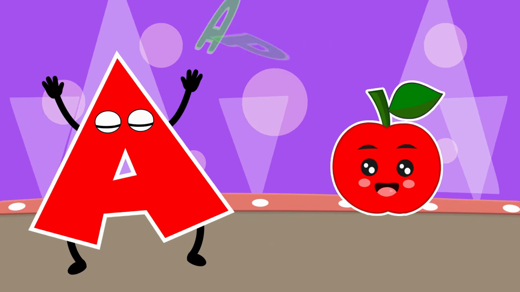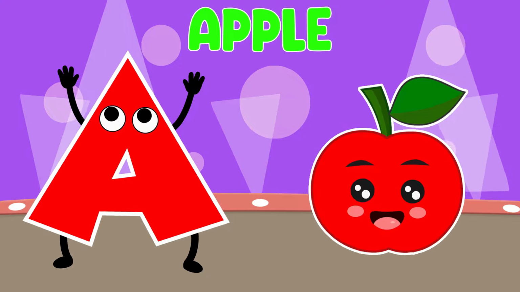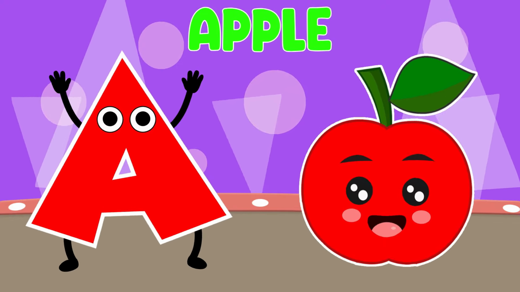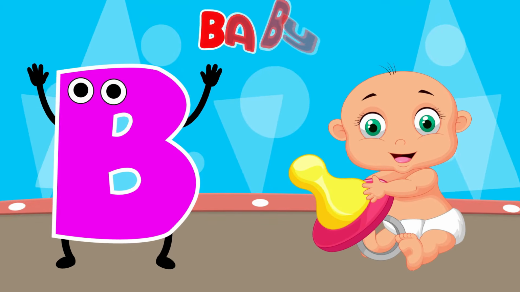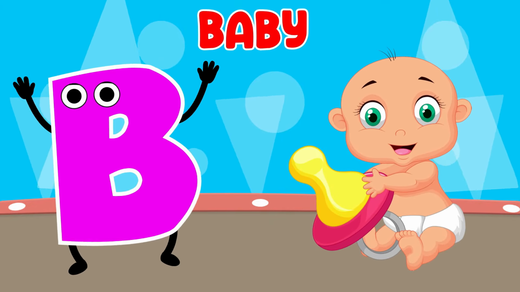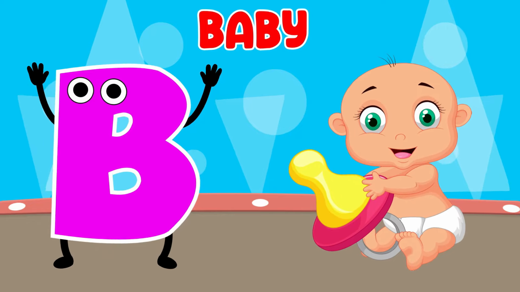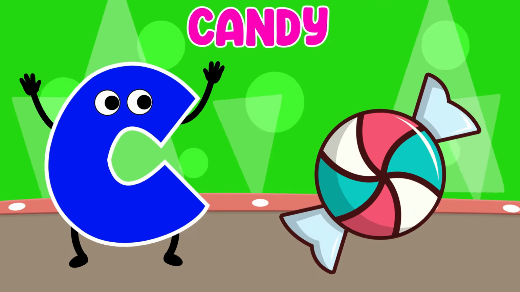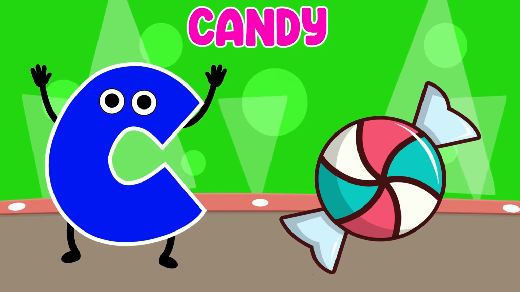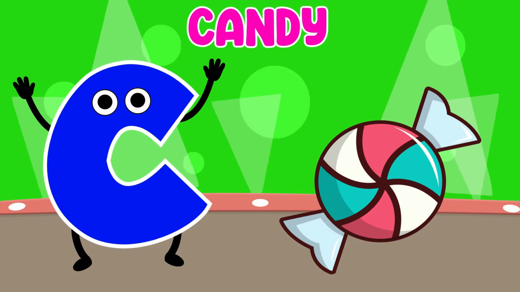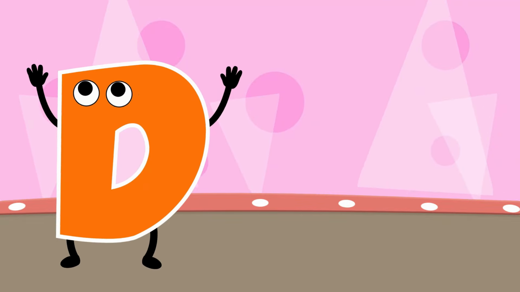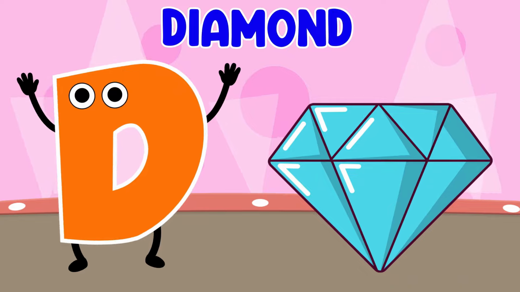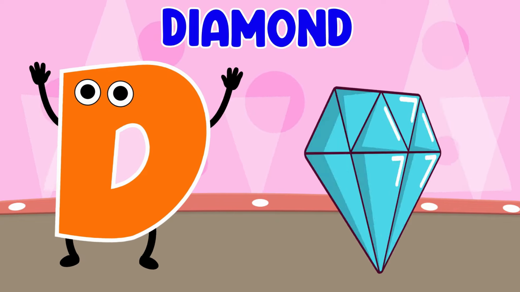A is for apple. A, a, apple. A, apple. B is for baby. B, b, baby. B, baby. C is for candy. C, c, candy. C, candy. D is for diamond. D, d, diamond. D, diamond.